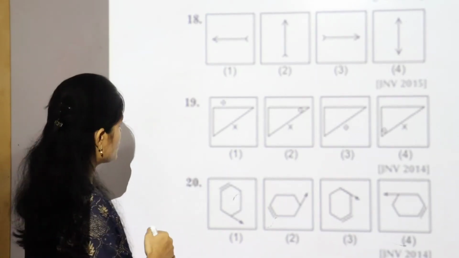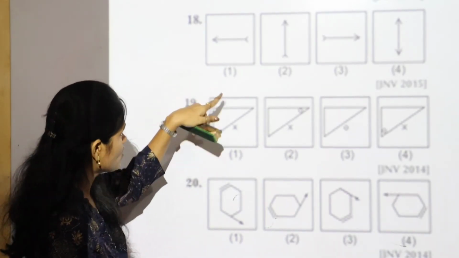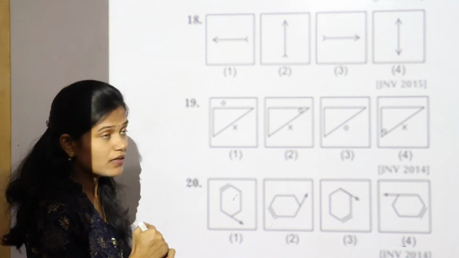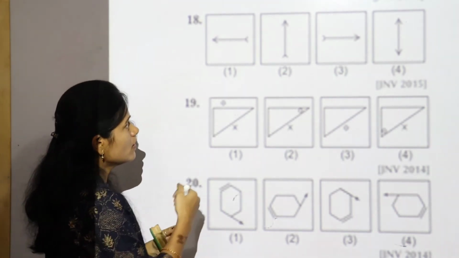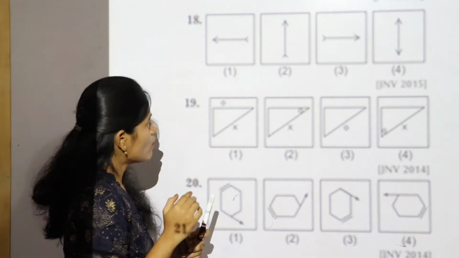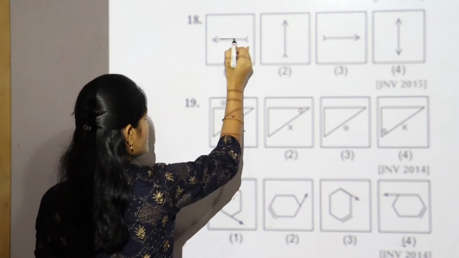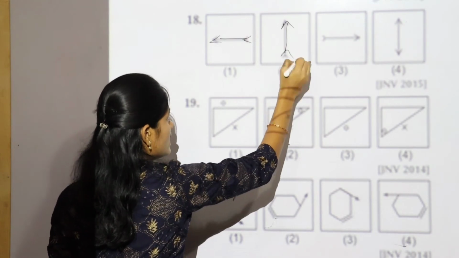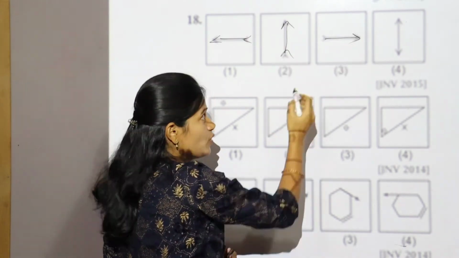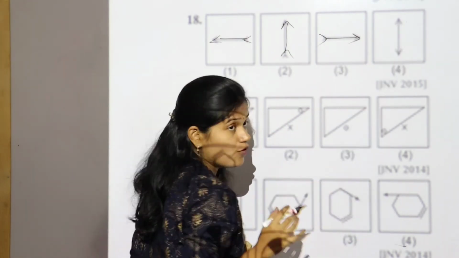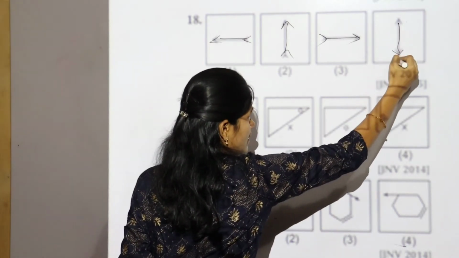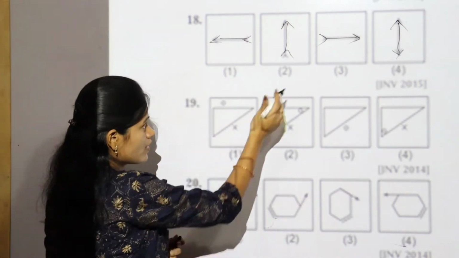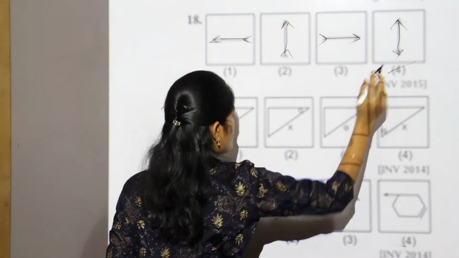Let's take 18th question. In the 18th question all the boxes have an arrow mark and this V cut. See one by one. The first box has an arrow and V cut. The second box has an arrow, V cut. The third box has an arrow and V cut. But the fourth is a bidirectional line, so which is different from others. So the answer is the fourth one.